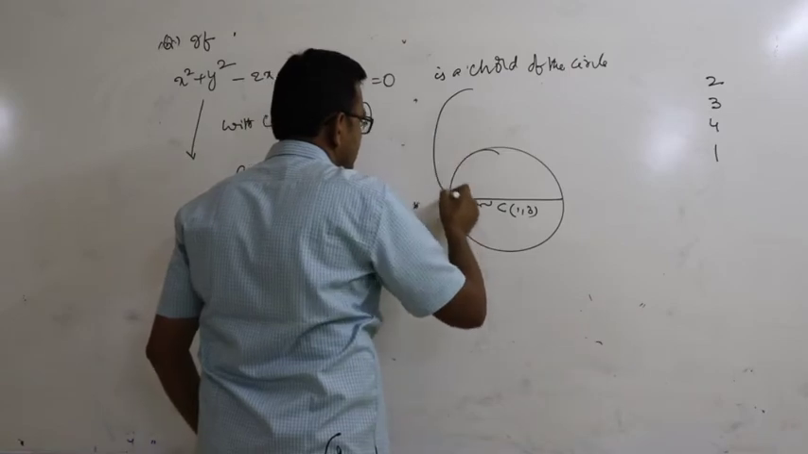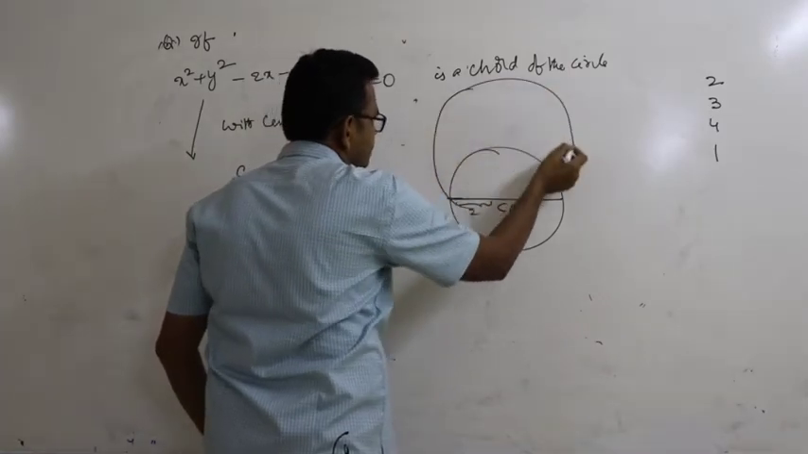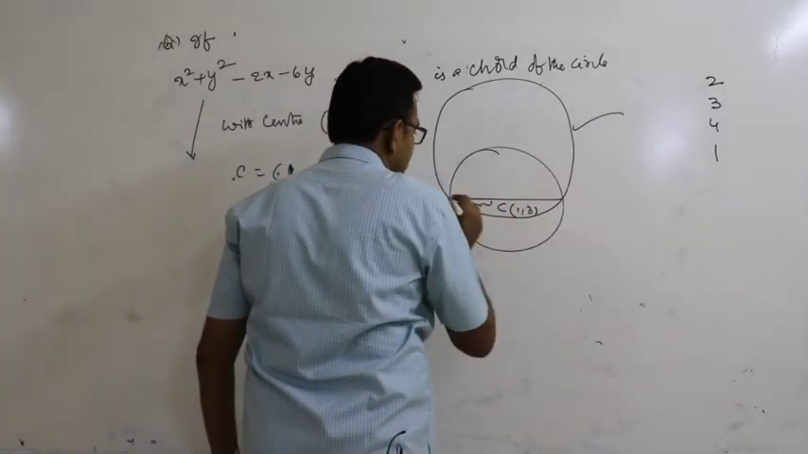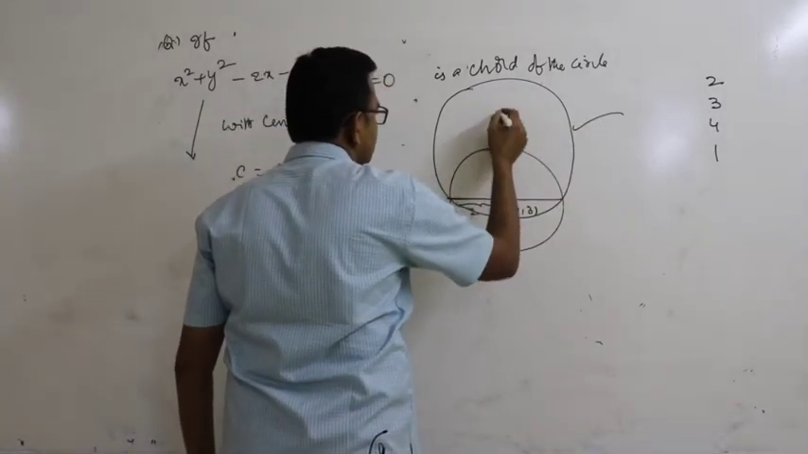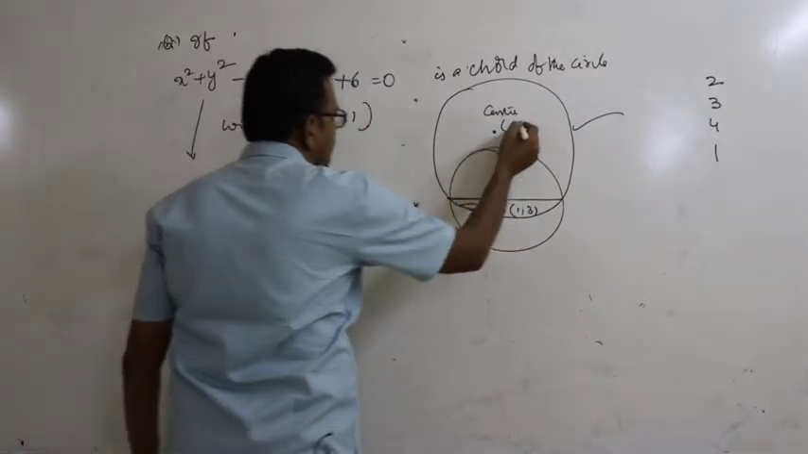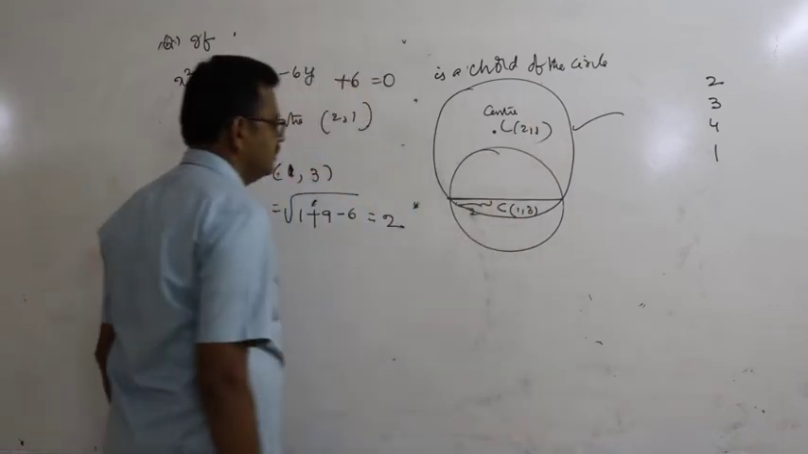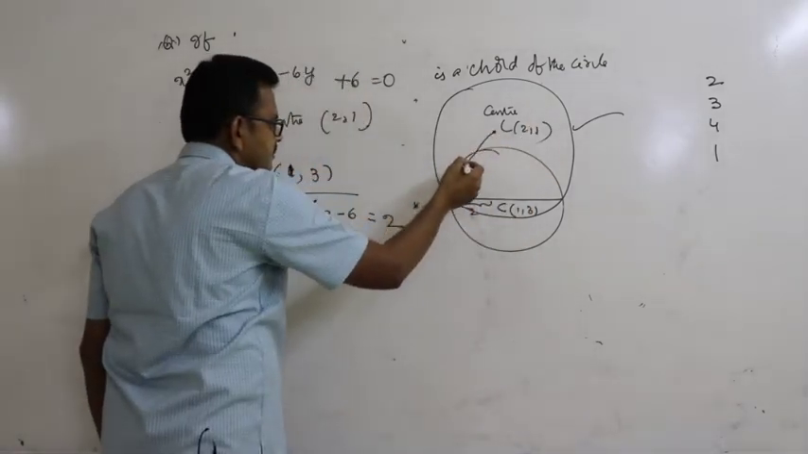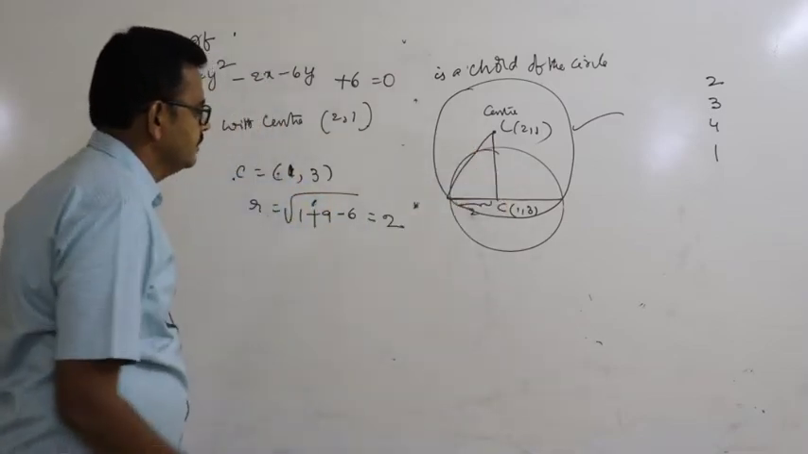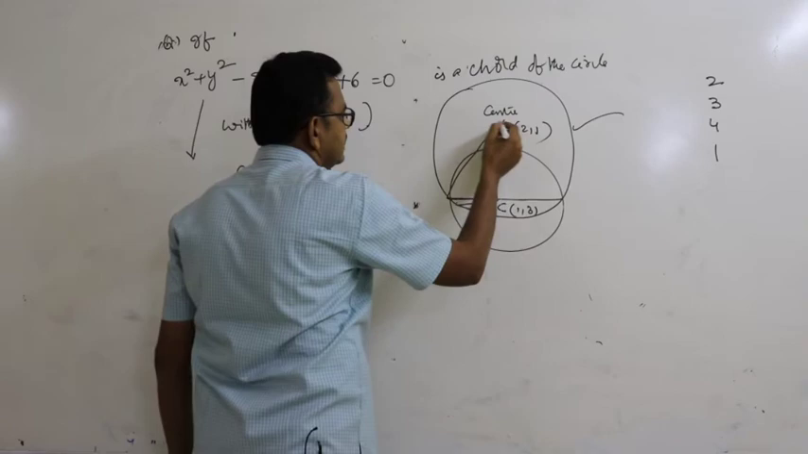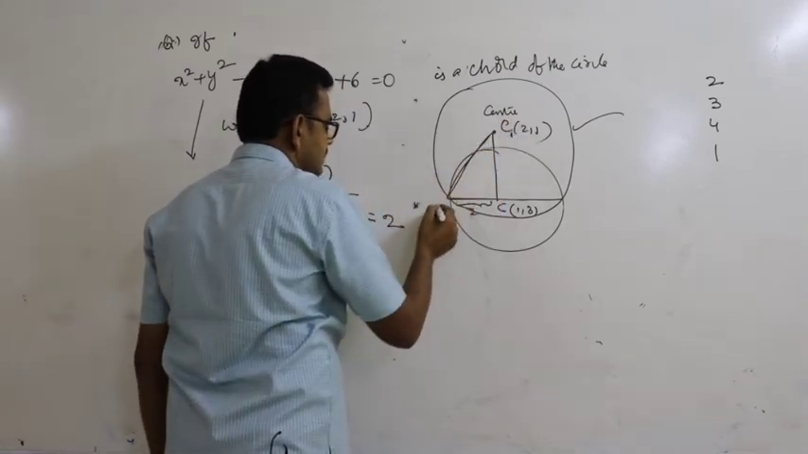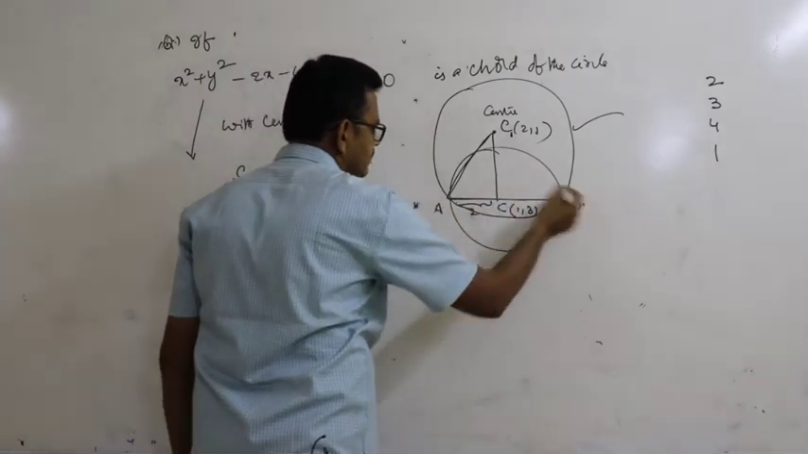So this is the circle, and this is the chord. The center of the circle is here. The center of the circle is 2 comma 1. Then we have to find the radius. So let this be C, this is C1, the center. This is A, and call this B.